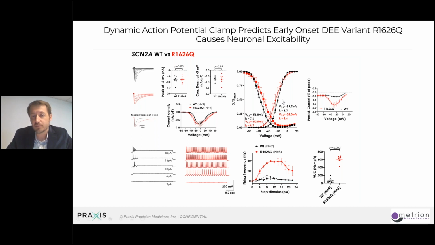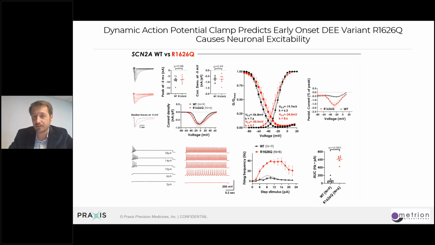Shown in the upper middle panel, you've got the activation gating in black on the right, compared to the activation gating of the variant in red on the left. You can see there's about a 4 millivolt shift to the left, which would be predictive of gain of function. Also, with the SSI curve on the left side of that plot, you've got a rightward shift of this variant, again predicting gain of function. So an inactivation process that's not working as efficiently.